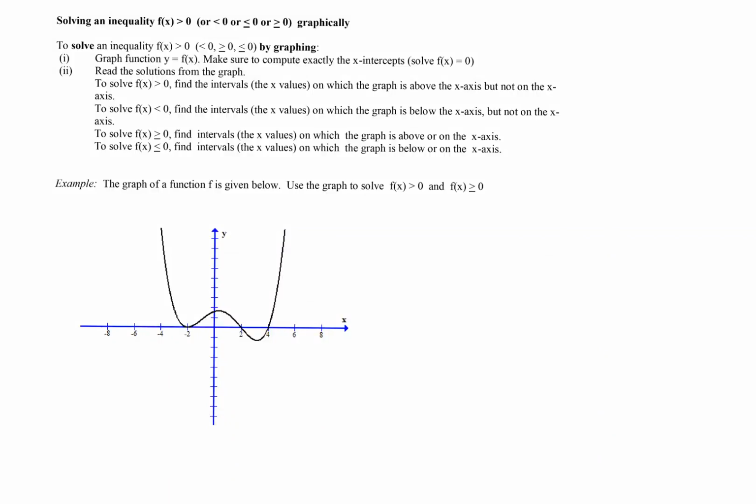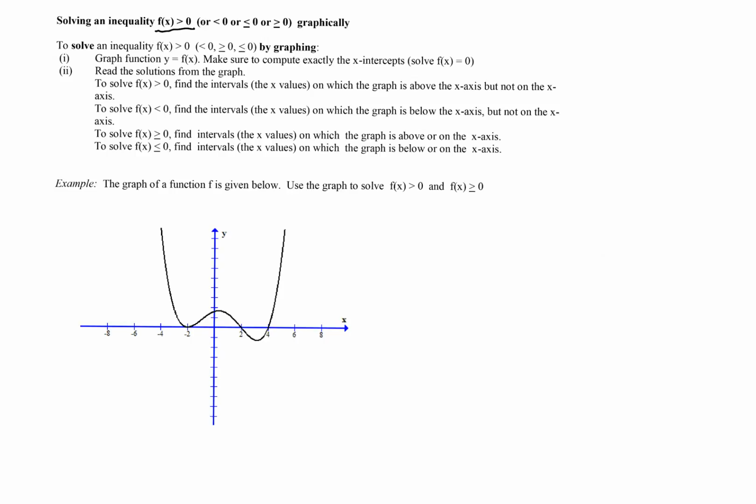Suppose that we want to solve an inequality f of x greater than 0, and suppose that we know the graph of the function f of x. In lesson 2 we learn how to find values of x for which f of x is greater than 0 or f of x is less than 0. We use the fact that if f of x is greater than 0 on an interval, then the graph of f generated by x's in this interval will be above the x-axis.